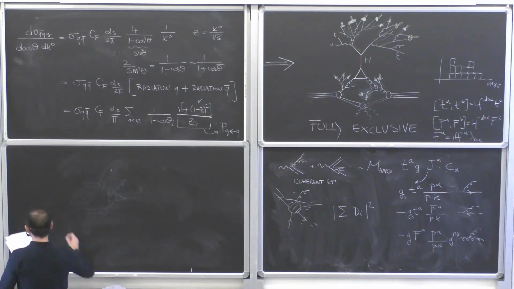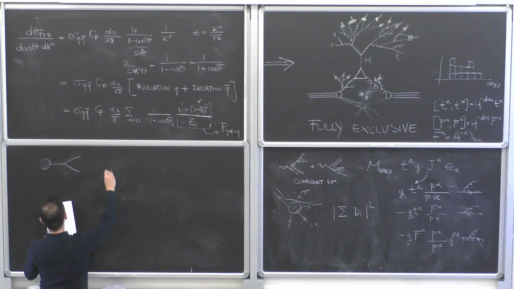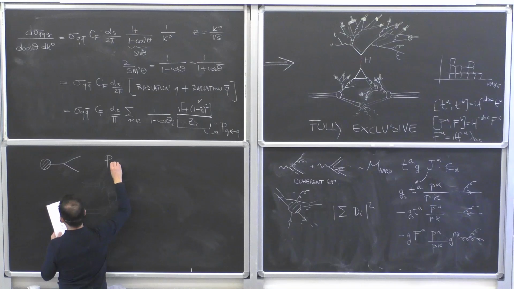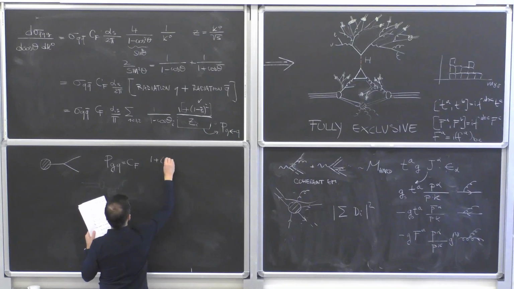So what happens in general is that any parton branching that you have in the final state, you can associate it to universal functions, which are called Altarelli-Parisi splitting functions.